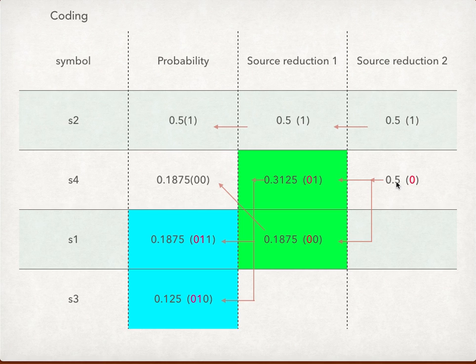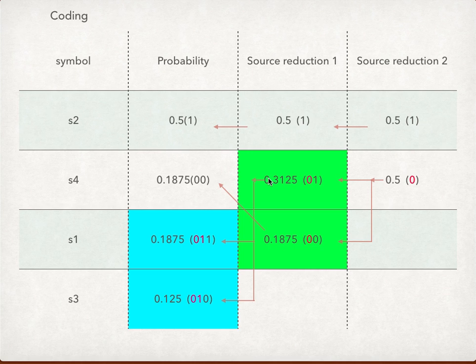This 0.5 is the probability of the compound symbol, and this compound symbol is a combination of 0.3125 and 0.1875. This is coming from these two, so you have to assign 0 0 to both these values, and to differentiate between them you assign 1 for 0.3125 and 0 for 0.1875.